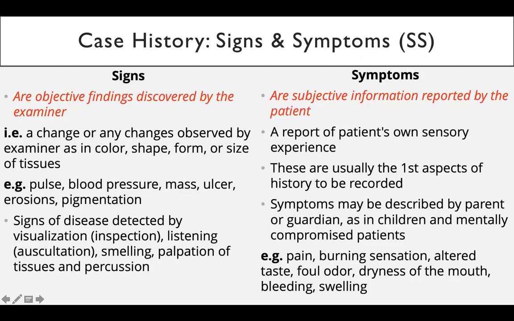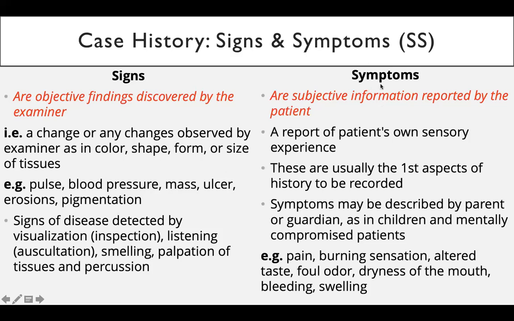So after you get the chief complaint, then you go into the history of presenting illness. While you are going into the history of presenting illness or the presenting complaints, you need to know more about the chief complaint of the patient. You need to know signs and symptoms. Signs are objective findings which you find as an examiner. As a doctor, you find some findings. These are objective findings, known as signs. And symptoms are the subjective information reported by the patient.